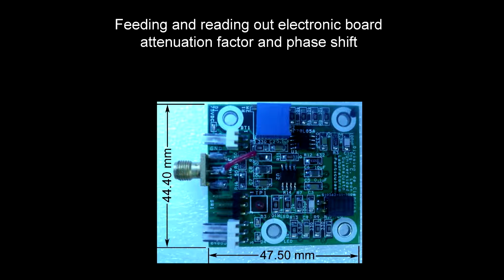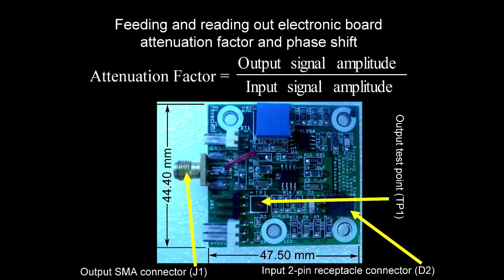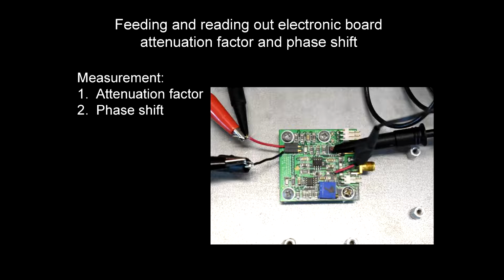We describe the attenuation factor of the analog signal as a function of frequency, and the phase shift also as a function of frequency. The attenuation factor is defined as the output signal amplitude divided by the input signal amplitude. The attenuation factor is very important for the Hamamatsu photodiode calibration. The phase shift means the relative phase shift of the output signal with respect to the input signal.